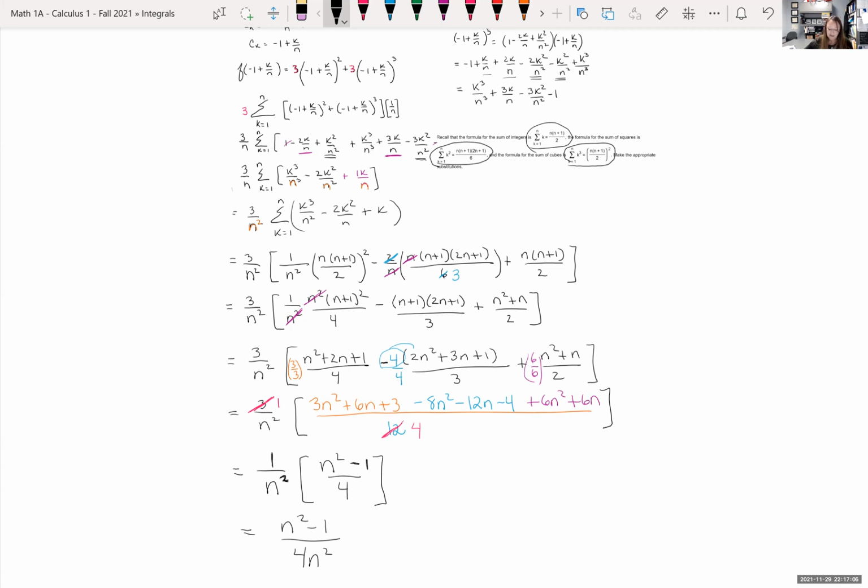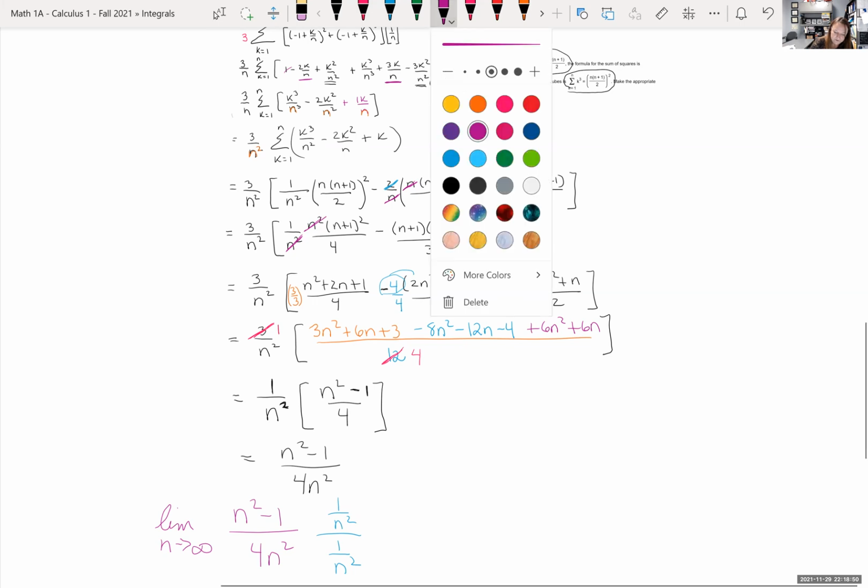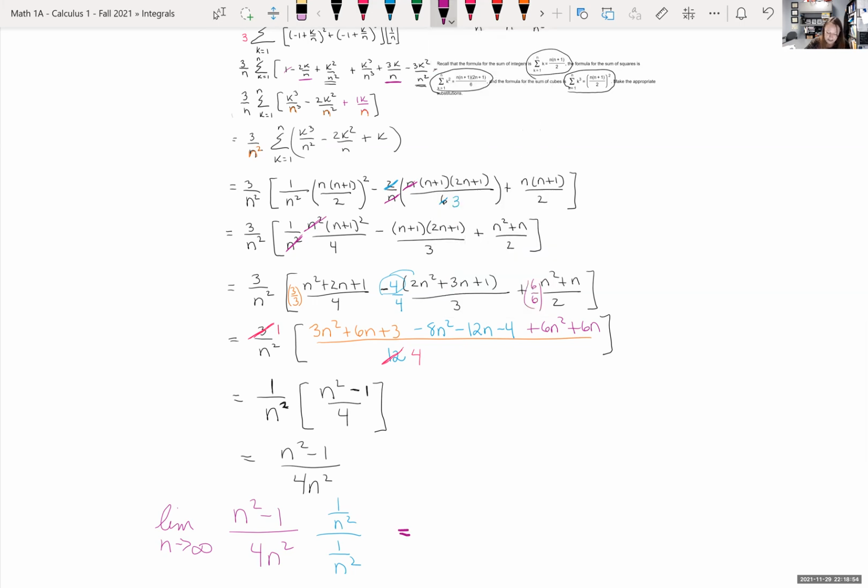That's the S of n, and then we're going to look at that as n goes to infinity. And so the last piece is looking at the limit of this as n goes to infinity. And notice that when we do that, we get infinity over infinity. And so we're going to use our rule that we could divide each term by 1 over n squared. We're multiplying by a fancy one. And so when we do that, this is equal to the limit as n goes to infinity of 1 minus 1 over n squared all over 4. And so as n goes to infinity, 1 over infinity goes to 0. And this is going to give us back just 1 over 4.